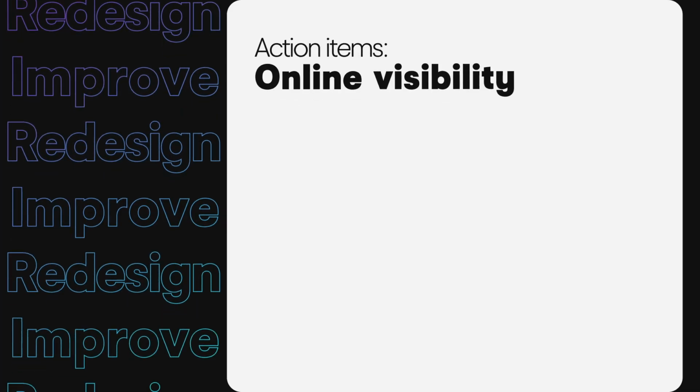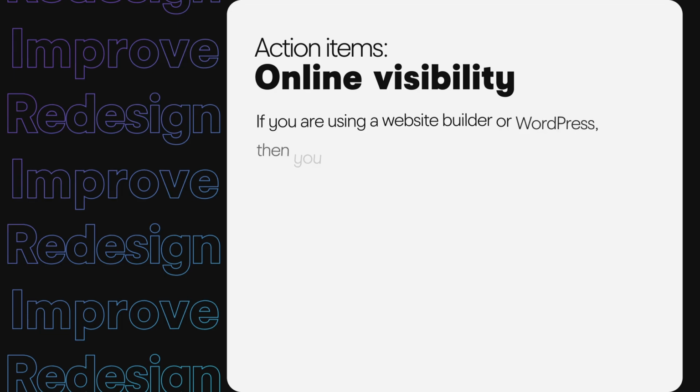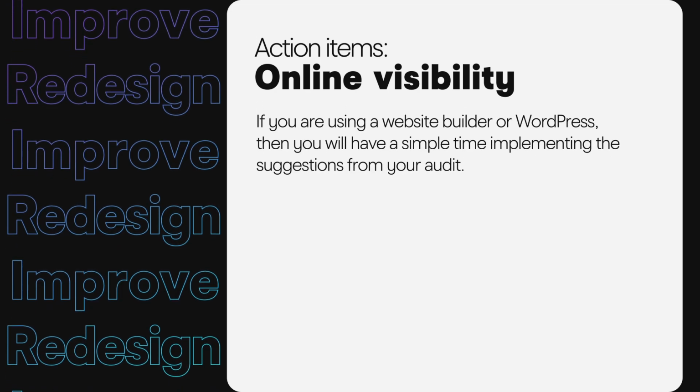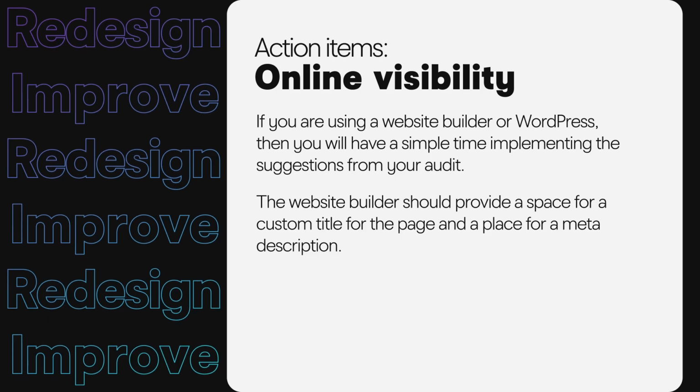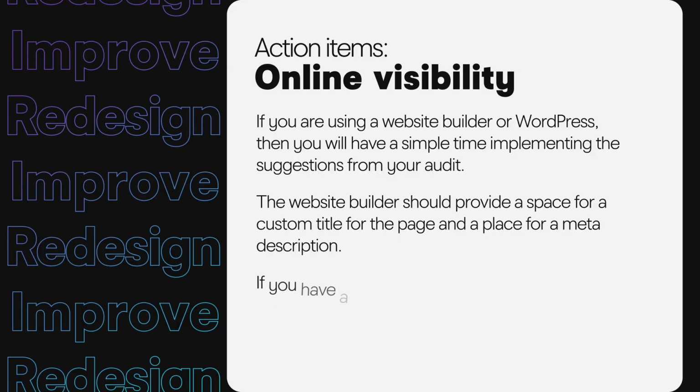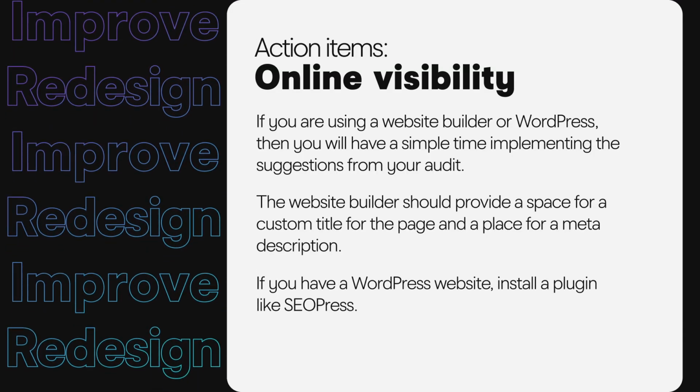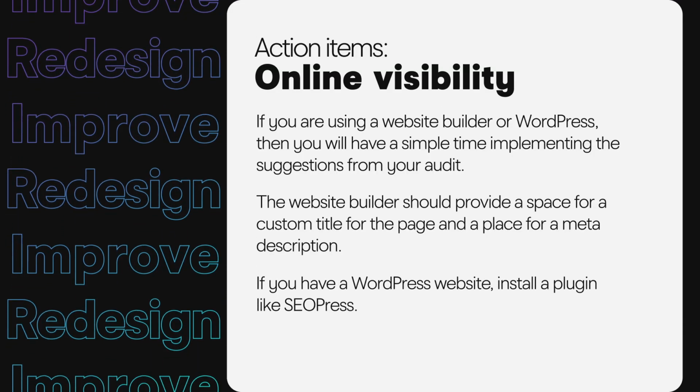And finally, there are the action items for online visibility. If you're using a website builder or WordPress, then you'll have a simple time implementing the suggestions from your audit. The website builder should provide a space for a custom title for the page and a place for a meta description. On website builders, this will typically be in a section labeled SEO. If you have a WordPress website, install a plugin like SEO Press. This plugin will create fields on each page and post so you can enter the meta information.